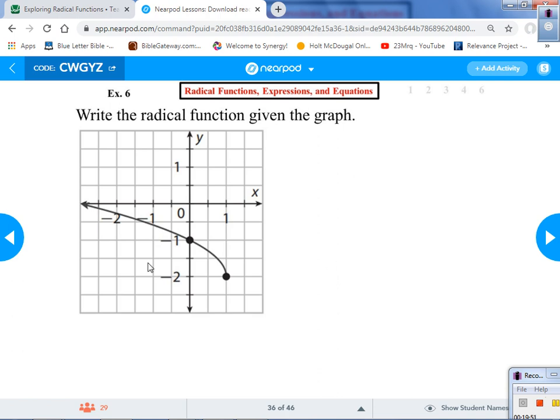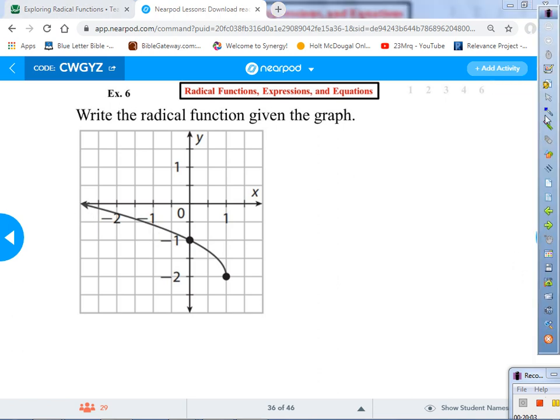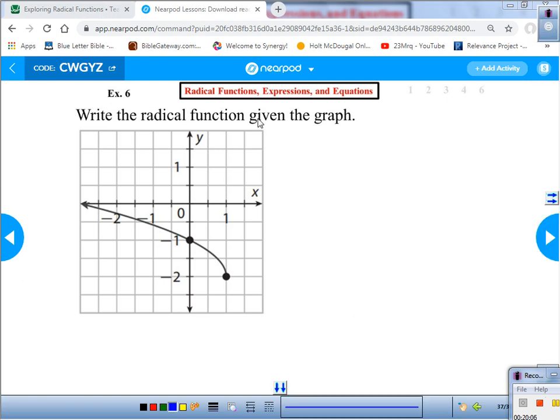Example 6. Copy this graph really quick. Hurry up on the new coordinate plane. This point is 1, negative 2, and this one is 0, negative 1, and just graph your function. However, the instructions are write the radical function given the graph. Write the radical function given the graph. All right, here we go.